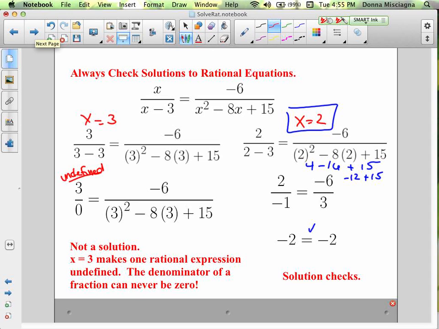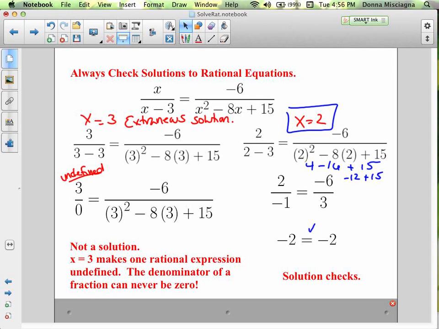So we have two solutions. One of them is good, x equals 2. x equals 3 is what's known as an extraneous solution. That is our extraneous solution, and it doesn't solve the equation. It's the one we got. We did all the right work, but it gives us an answer that does not work.